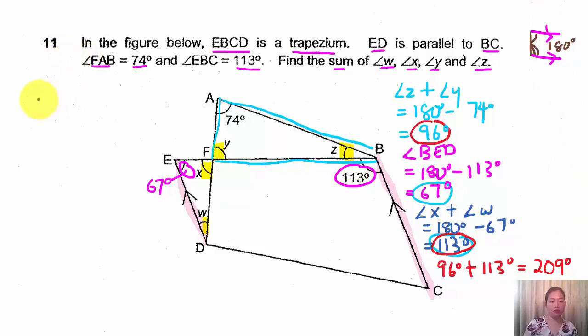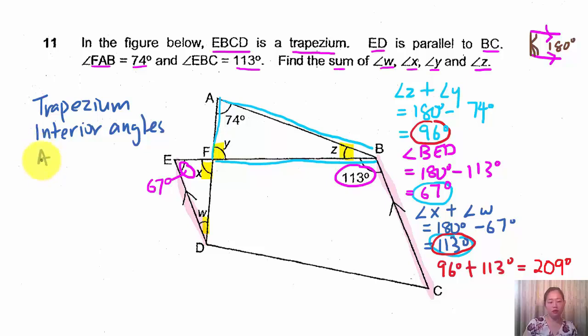Let's recap what we have learned. We learned about the trapezium. We learned to take note of parallel lines so that we can find important angle properties like interior angles. We also use angle sum of triangle to solve our questions.